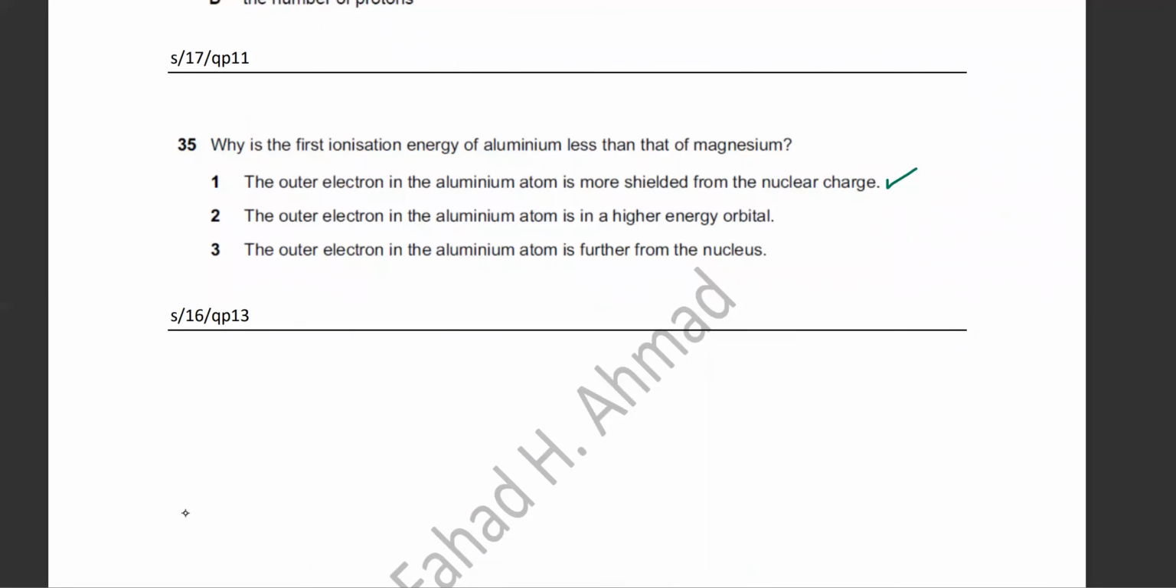So it is more shielded, and that is correct. In aluminium's case, the outer shell would be 3s2 3p1, whereas in magnesium's case, the outer shell would just be 3s2. So it is going to be more shielded, and it is going to be higher energy. Would it be further from the nucleus? Of course.